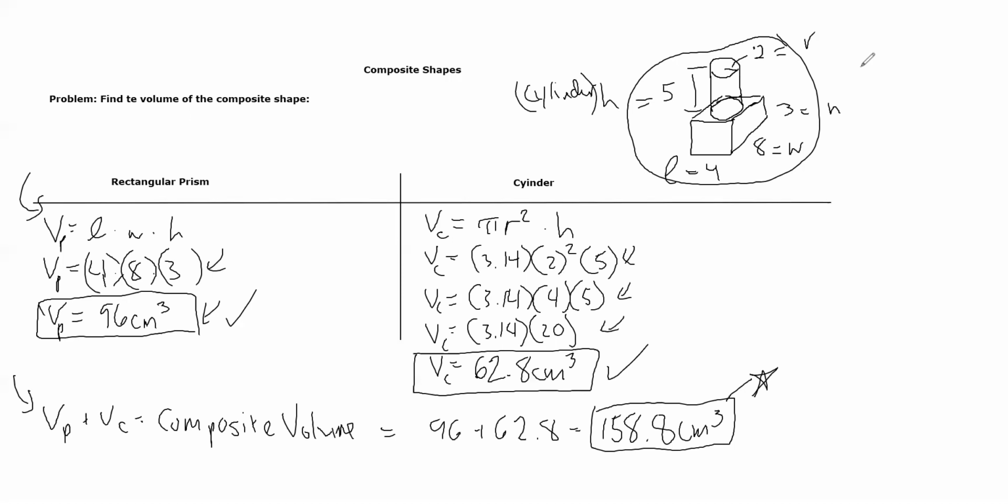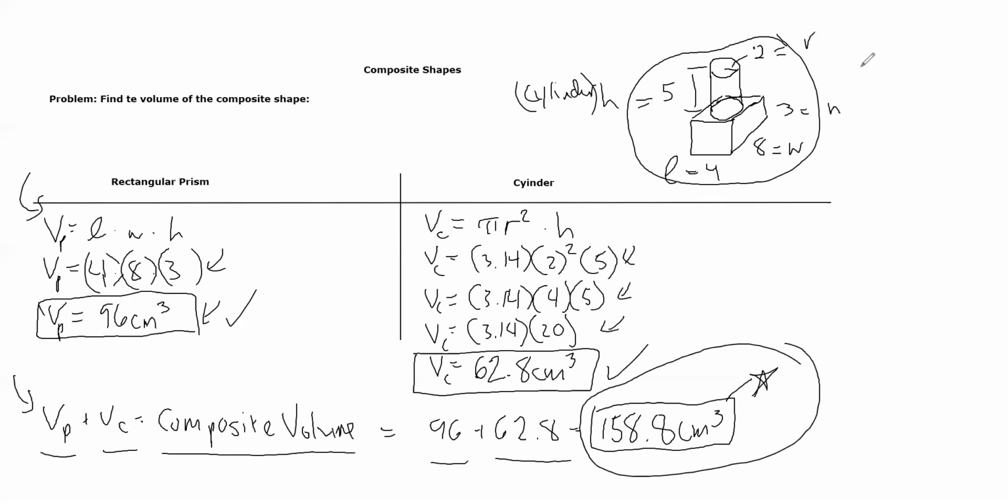Okay, now that I have my 2 answers, now that I know the individual volumes of the soda can and the box, all I have to do is add them. Because remember, one is on top of the other. So I'm basically just adding their volumes together. My volume of the rectangular prism plus the volume of my cylinder equals my composite volume. So that's 96 plus 62.8 equals 158.8 centimeters cubed. That is my answer. Cool, I'm done, right? Sort of.